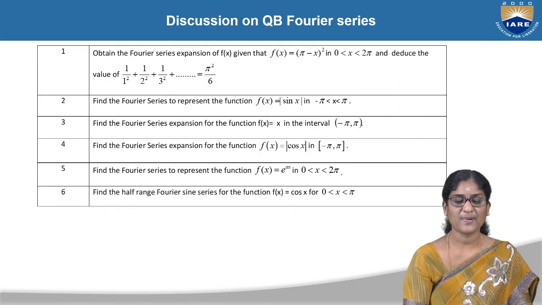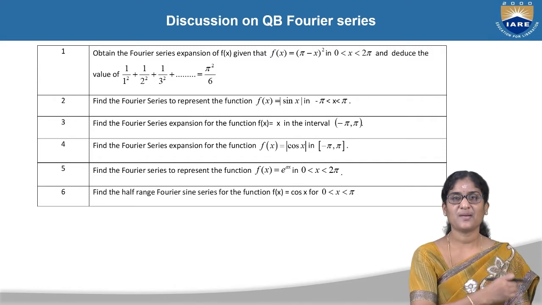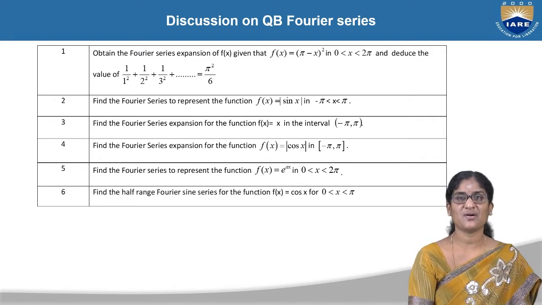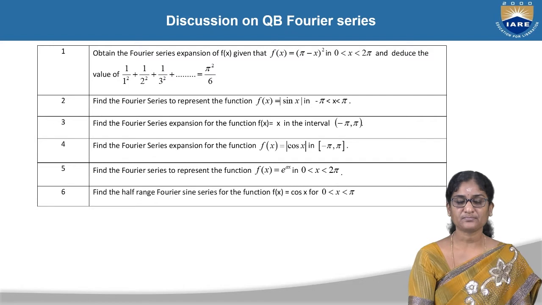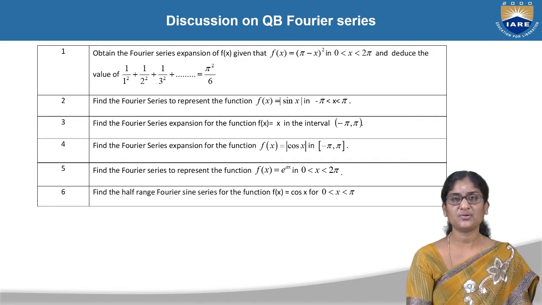Now going to the part B questions. Obtain the Fourier series expansion of f of x given that f of x is equal to pi minus x whole square in the interval x from 0 to 2 pi, and deduce the value of 1 by 1 square plus 1 by 2 square plus 1 by 3 square, and so on, up to pi square by 6.